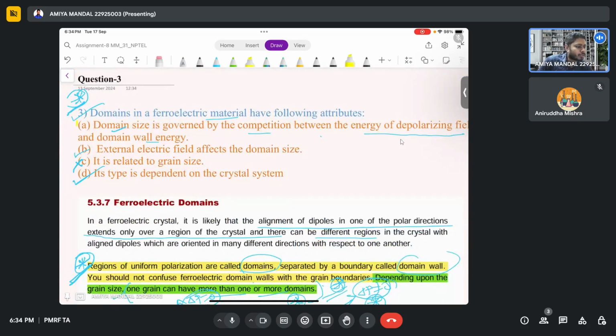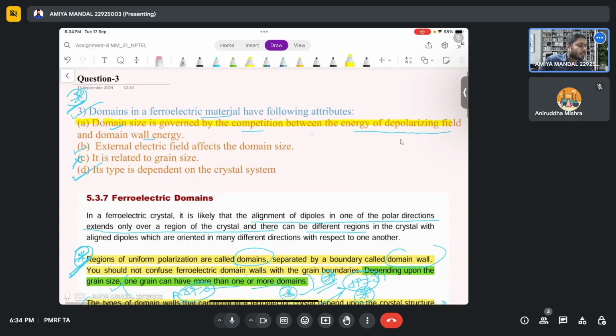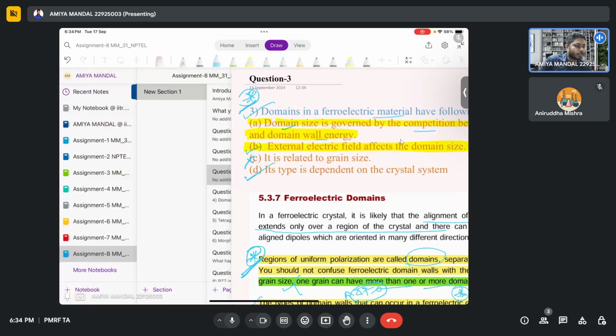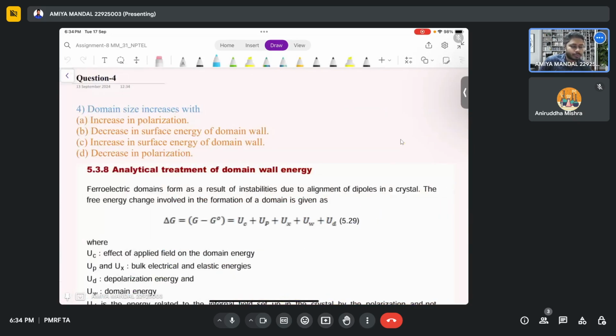So the domains in a ferroelectric material have the following attributes. Domain size is governed by the competition between the energy of the depolarization field and domain wall energy. This is the answer. And external electric field affects the domain size. This is not true, and the remaining options are not true. So now move to question number 4.